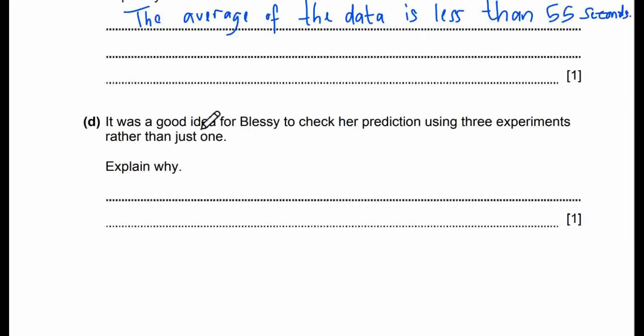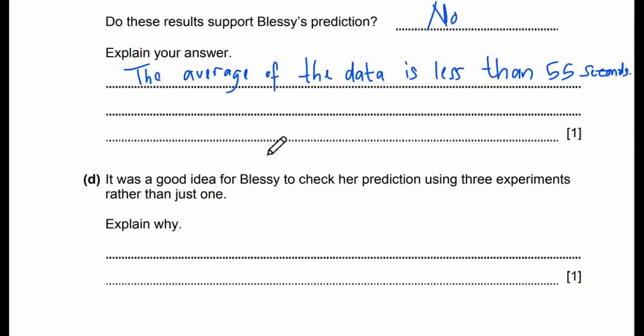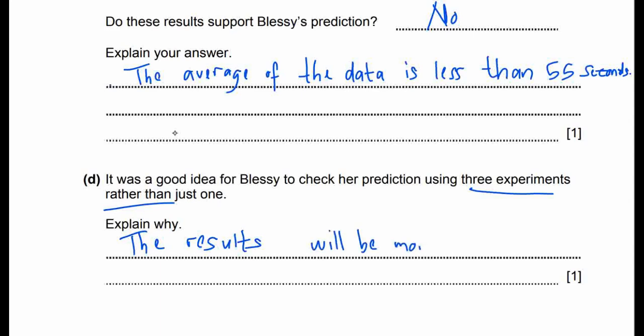D. It was a good idea for Bessie to check her predictions using 3 experiments rather than just 1. Explain why. If using 3 experiments, the result will be more reliable.